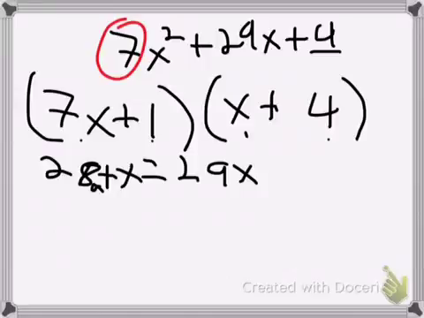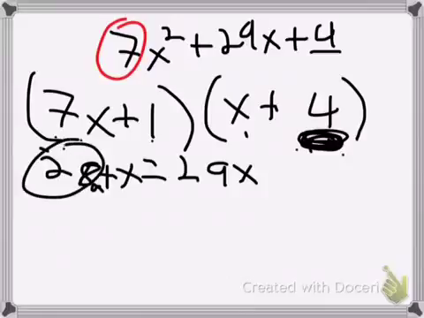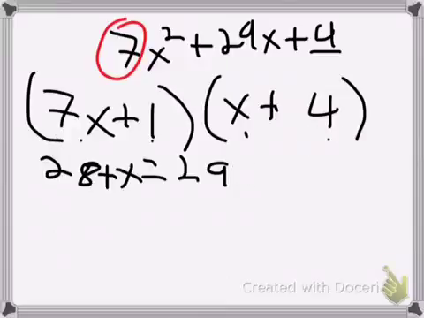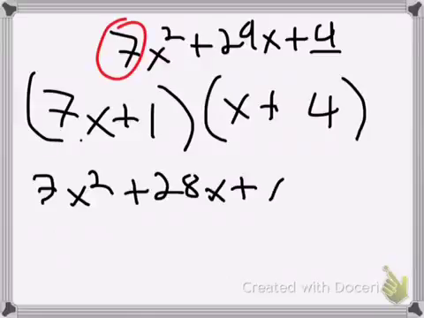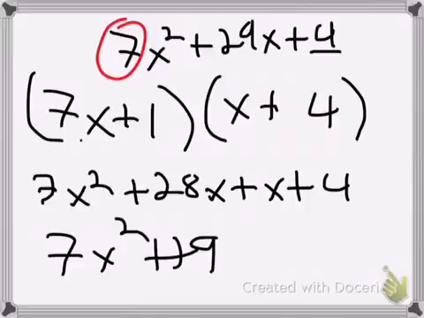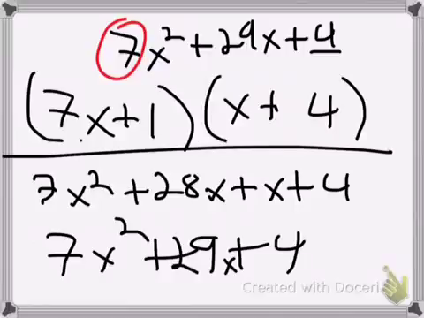We have to put the 4 on this side so that it multiplies the 7 and has 28 as a result. Now if we check this answer, we have 7x squared plus 28x plus x plus 4. And if we simplify it, we have 7x squared plus 29x plus 4. So this one is our answer.